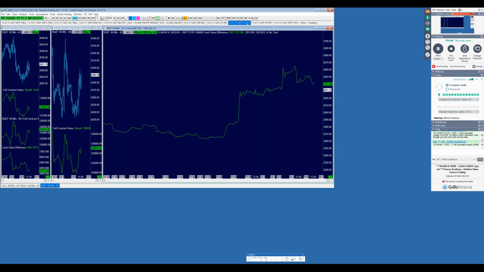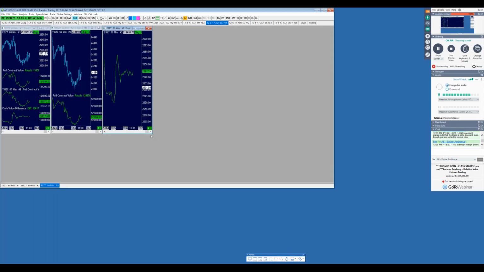All right, but this is a good example of the S&P against the NASDAQ, and then I made other ones as well. I made a whole bunch of ratios as well. Here's the S&P against the Dow. So let me just make this one a bit bigger as well.